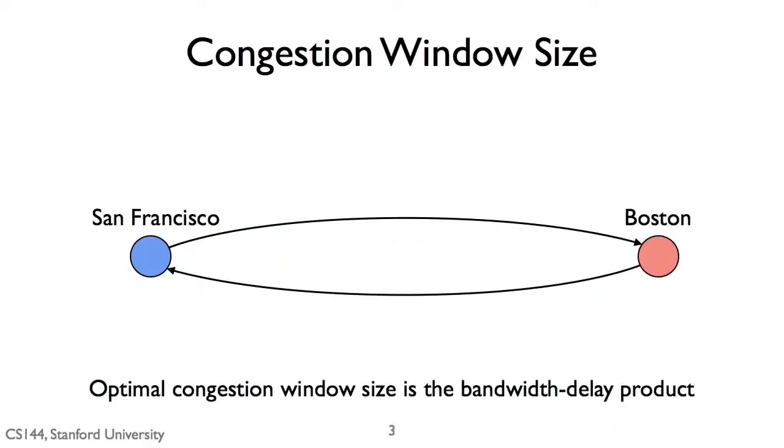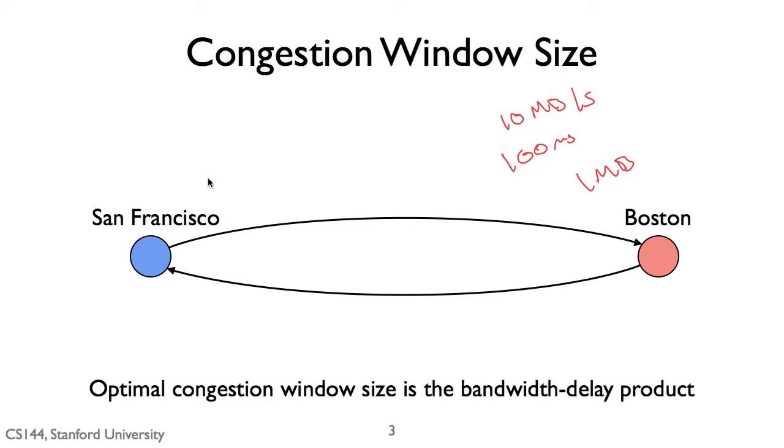So what should your congestion window size be? It turns out the optimal congestion window size, as we talked about before, is the bandwidth-delay product. Let's say my bandwidth between San Francisco and Boston is 10 megabytes per second, and the delay is 100 milliseconds. Well, this means that if I can support 10 megabytes per second and a congestion window lasts 100 milliseconds, then my congestion window should essentially be 1 megabyte, right? The product of 10 megabytes per second times 100 milliseconds.